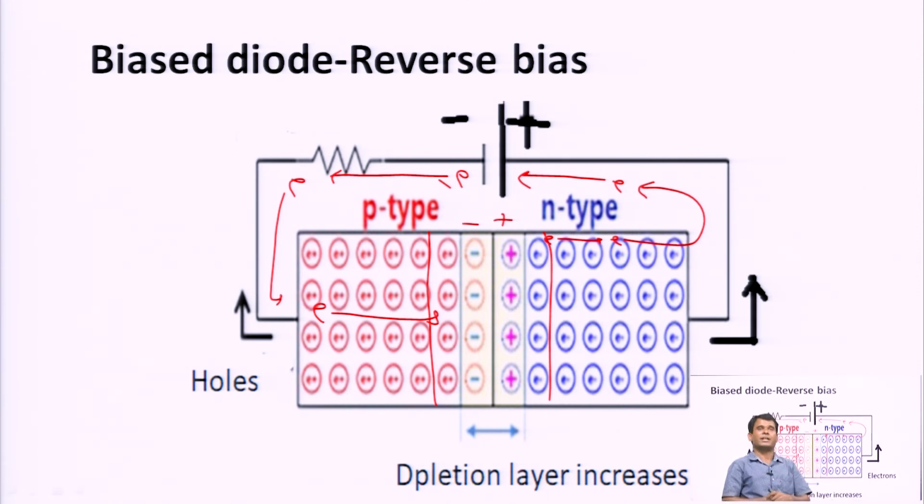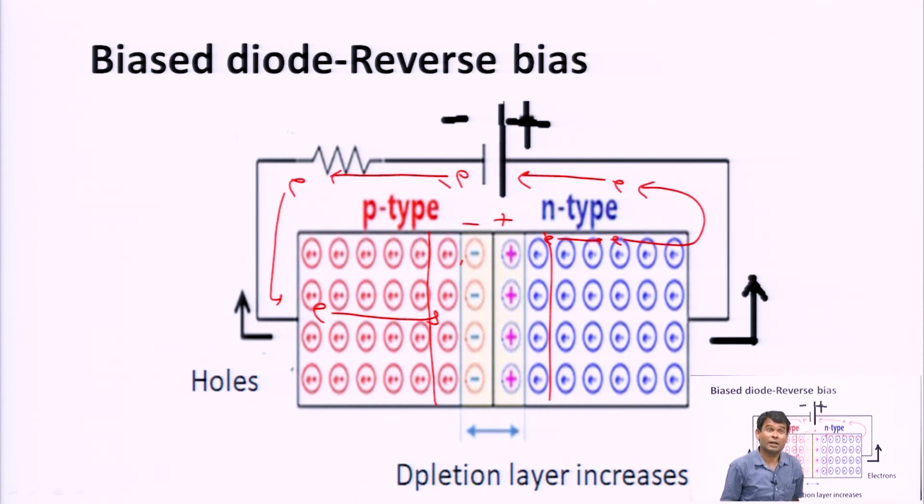This means in this condition the majority charge carriers will not conduct. Majority charge carriers will not conduct because the potential barrier increases. The potential barrier of the battery as well as the potential barrier of the unbiased diode do not allow the majority charge carriers to conduct in the closed path. Only what happened? The majority charge carriers get separated. That is, the depletion layer increases. So, this is called the conduction of majority charge carriers does not take place.